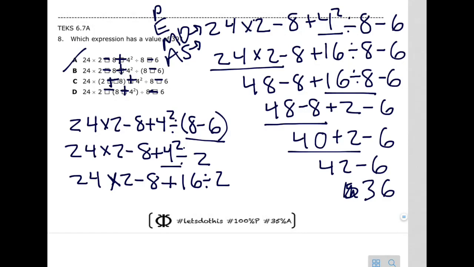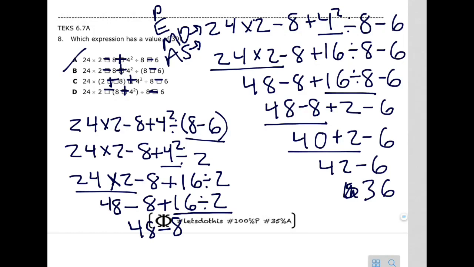Next, I do multiplying and dividing, going from left to right. So I do 24 times 2, which is 48. 48 minus 8 plus 16 divided by 2. Next, I do dividing, because that comes before adding and subtracting. 16 divided by 2 gets me 8. So now I have 48 minus 8 plus 8. Going left to right, 48 minus 8 is 40, and then 40 plus 8 is 48. I was looking for 39, so my answer is not B.